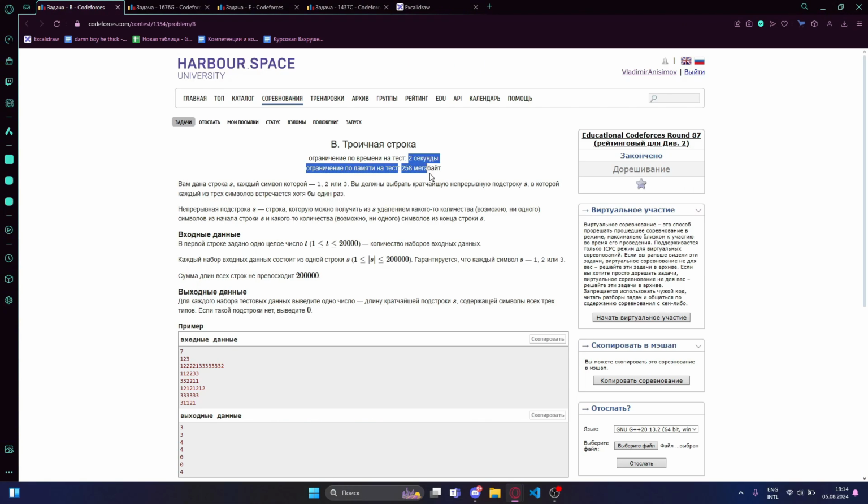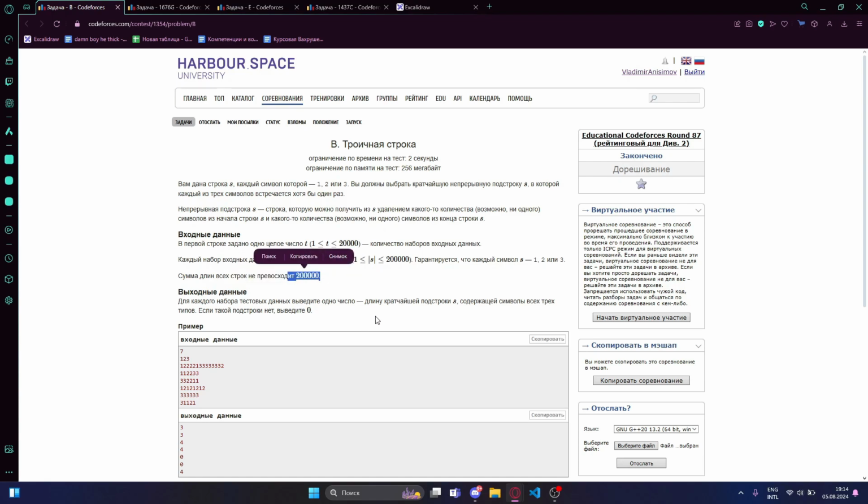2 seconds, 256 megabytes. We have a string of up to 100 thousand characters, each of which is 1, 2, or 3. We must choose the shortest continuous substring of S in which each of the 3 characters occurs at least once. So basically, we need to output the length of this substring. The number of input sets is up to 20,000, but the total length of all strings does not exceed 200,000. In our case, this is the only limitation that concerns us.